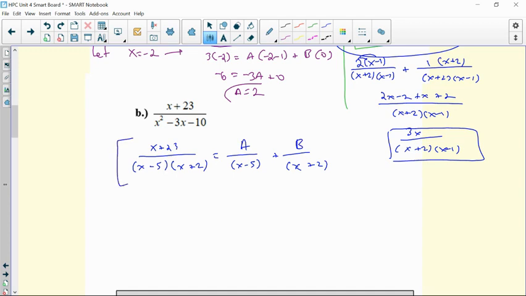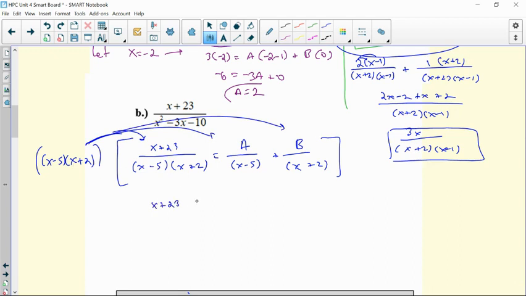But then I'm going to multiply everything by this common denominator of x minus 5 times x plus 2. And I'm going to distribute that quantity to every component. And the nice thing about the left side is that it'll cancel out. So it's just x plus 23 equals a. The x minus 5 will cancel that x minus 5, so you'll have an x plus 2 left. And then the x plus 2 will cancel that x plus 2. So you have b times x minus 5.